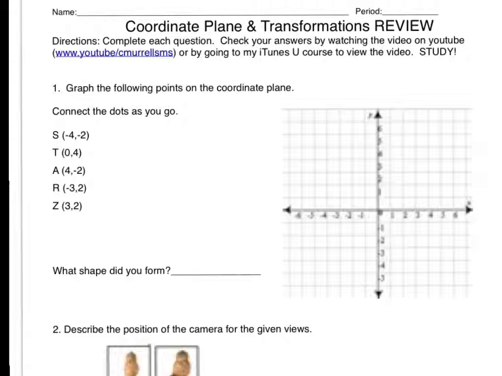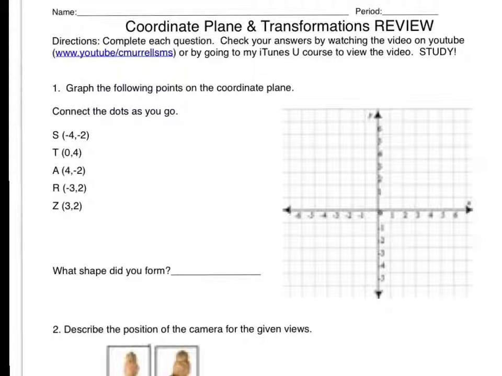Alright, so talking about question number 1, we have to plot the points on the coordinate plane. So S is -4, -2. Remember when we plot points, and my graph is really blurry, but yours on your paper is not, you always start at the origin, which is here in the middle at 0, 0.